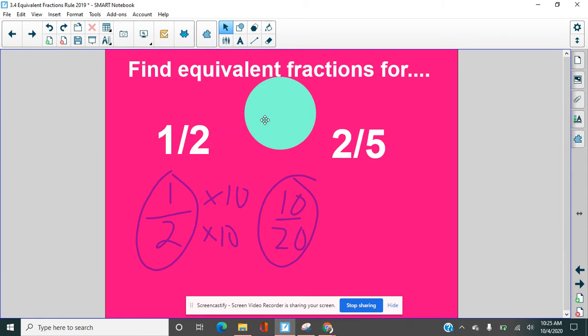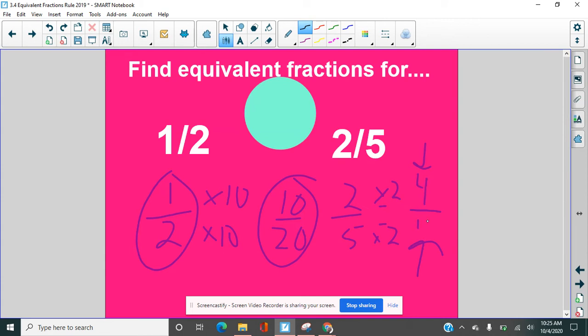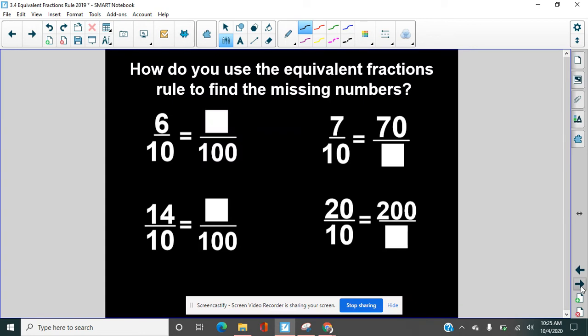Okay, so we could multiply the top and bottom number by the same thing. Let's do 2/5 here together. How about if we do 2/5, and then we'll multiply the top and the bottom number times 2. So what do you think? 2 times 2 and then 5 times 2. What is the fraction if you do that? You should have said 4/10. 2 times 2 is 4. 5 times 2 is 10. 4/10.